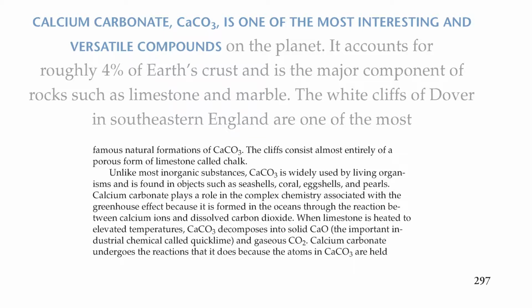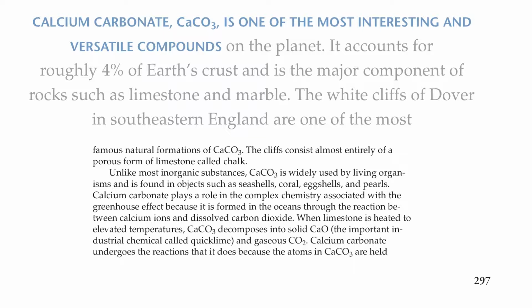The cliffs consist almost entirely of a porous form of limestone called chalk. Unlike most inorganic substances, calcium carbonate is widely used by living organisms and is found in objects such as seashells, coral, eggshells, and pearls. Calcium carbonate plays a role in the complex chemistry associated with the greenhouse effect because it is formed in the oceans through the reaction between calcium ions and dissolved carbon dioxide.